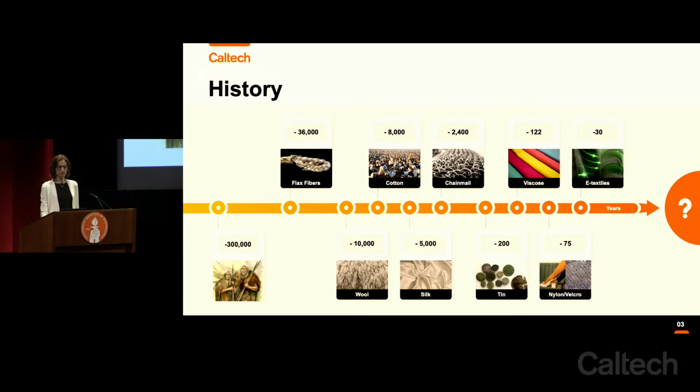The last 30 years or so have seen the rise of electronic textiles, or fabrics that embed electronic or conductive elements, or even lights in the form of LEDs, that can add functionalities to the clothing. So what is the future holding?